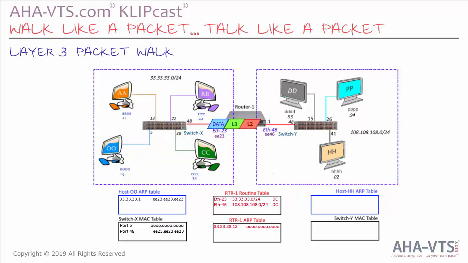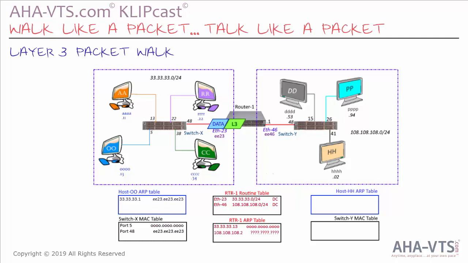Now, when the information is received, router 1 will strip off the L2 header and examine the layer 3 content. Router 1 sees the destination IP, then references its routing table for an entry, and determines that it needs to forward information out Ethernet 46, which is directly connected to the network 108.108.108.0/24. Because router 1 is directly connected to the destination network, router 1 must deliver the data to host HH.